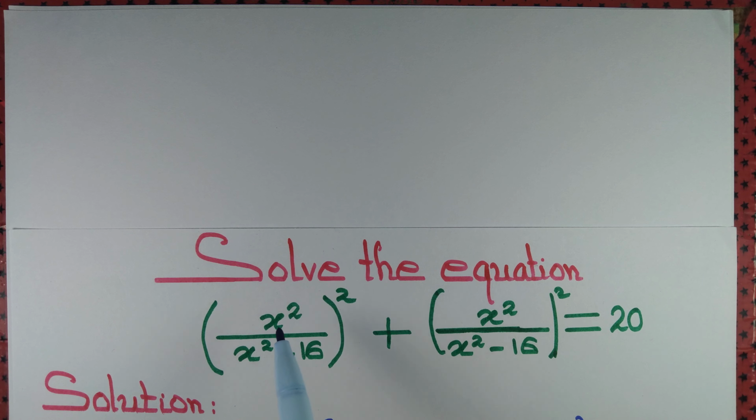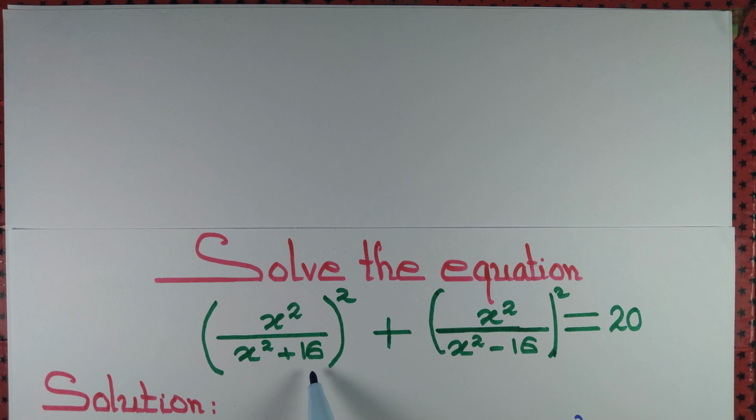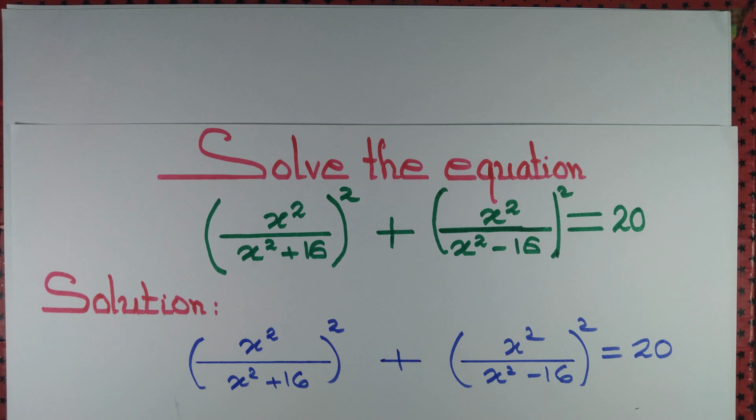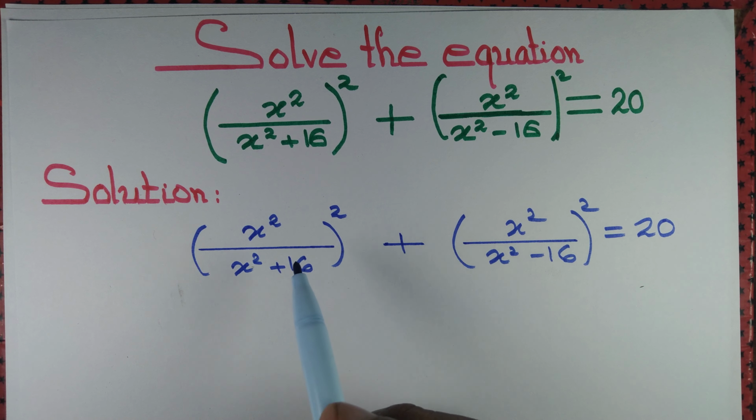Let us solve the equation x square by (x square plus 16) whole square plus x square by (x square minus 16) whole square equal to 20. So we want to solve this equation.